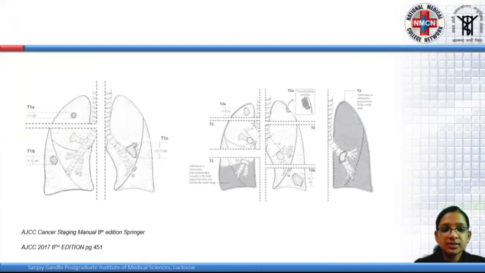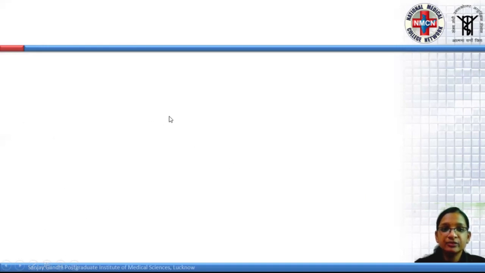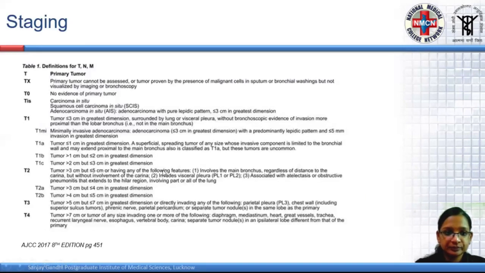T1 is further subdivided into T1a, T1b, and T1c. T1a is less than 1 centimeter, T1b is 1 to 2 centimeter, and T1c is greater than 2 but less than or equal to 3 centimeter. Coming to T2, tumor which is greater than 3 but less than or equal to 5 centimeter.